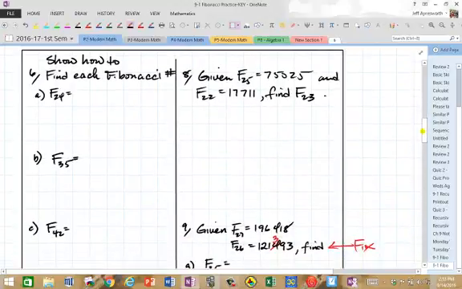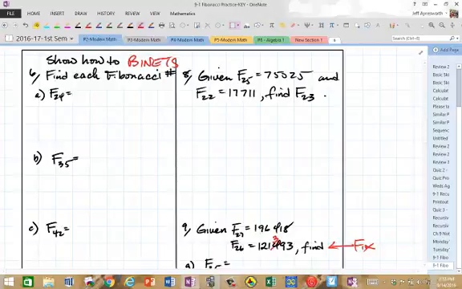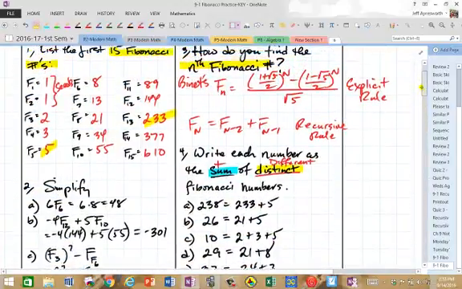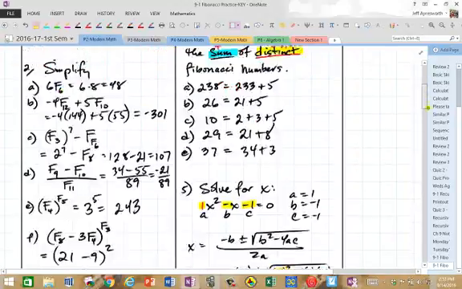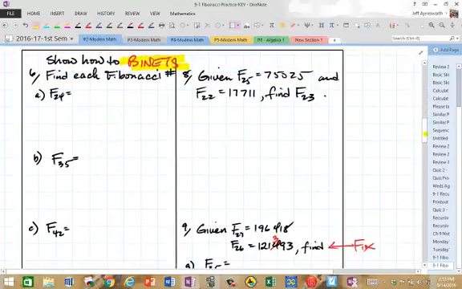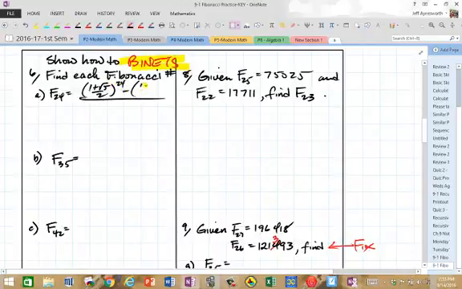Okay, so show how to find each Fibonacci number. I want you guys to use that, up here. Binet's formula, this fancy one that we use with the calculator. So we're going to show how to set it up first. So here we go. 1 plus square root of 5 divided by 2, to the 24th, minus 1 minus the square root of 5 divided by 2, to the 24th power, divided by root 5.